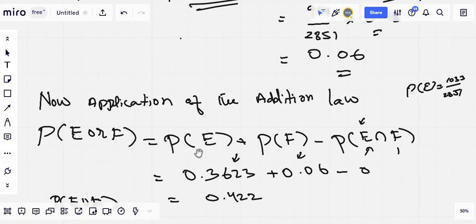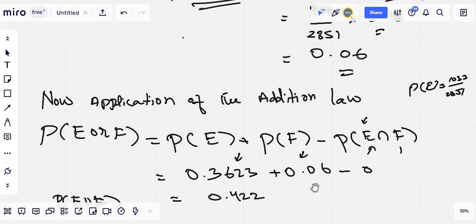Now it's easy to convert using the addition law. With the help of the addition law, we can convert it to the probability of E plus the probability of F minus the probability of E intersection F. We already know the probability of E is 1033 divided by 2851, which we calculated in part A, and that is 0.3623. The probability of F we already calculated is 0.06. And the probability of E intersection F will again be 0, by the same logic: an early admitted student cannot be deferred, because F also contains deferred. So the probability will again be 0 here. If we sum up these two probabilities, we get an answer of about 22%.